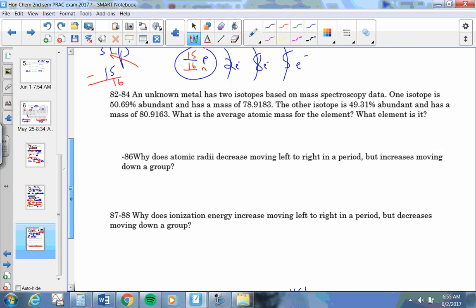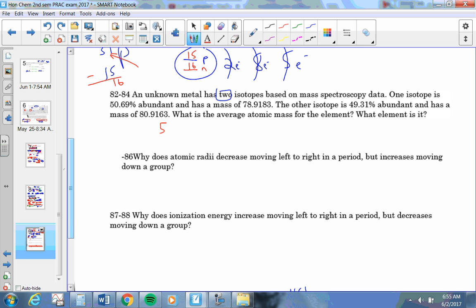Next one, an unknown metal has 2 isotopes, just 2, that's nice, based on mass spectroscopy data. One isotope is 50.69% abundant and has a mass of 78.9. I liked the new way that I learned on the video.